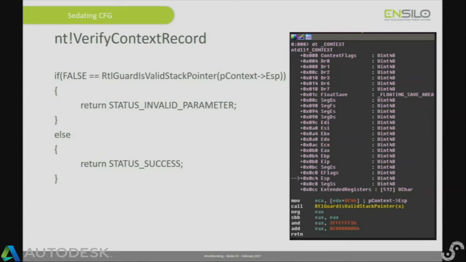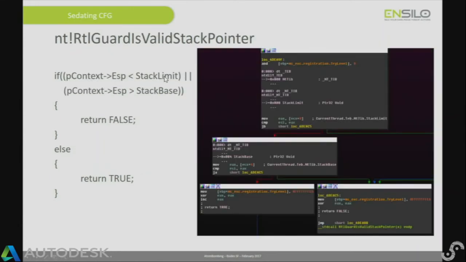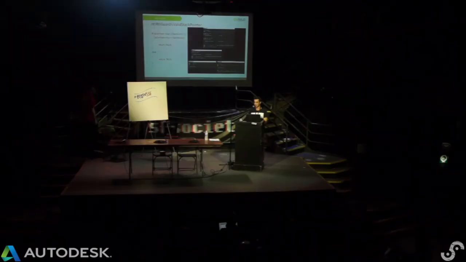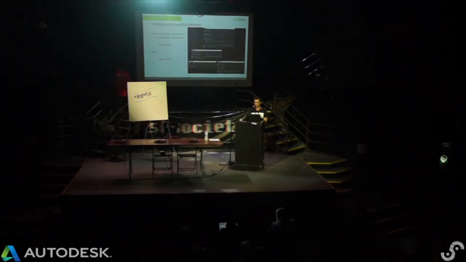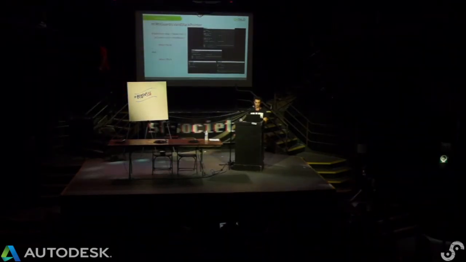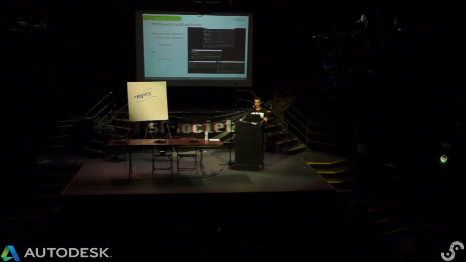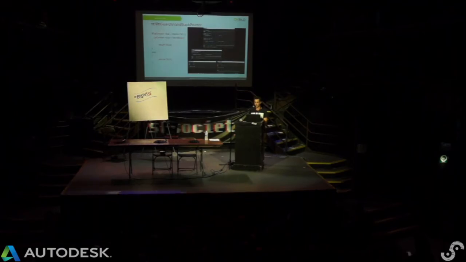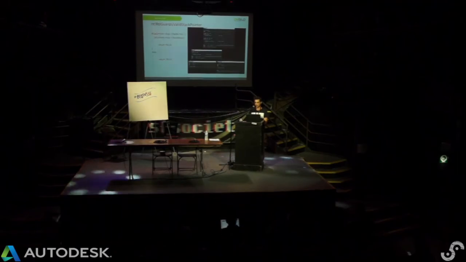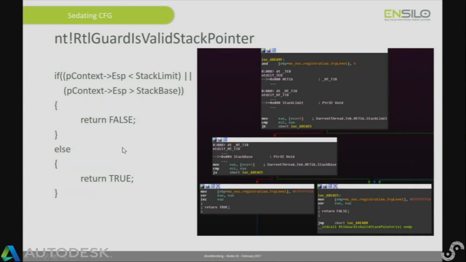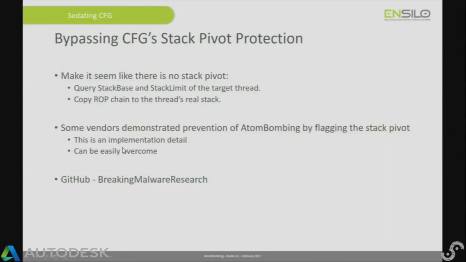So we take a look at RtlGuardIsValidStackPointer. We can see that it loads the TEB from the ETHREAD, then from the TEB it loads the TIB, and from the TIB it references the stack limit and stack base of the thread. Then it checks whether the new value for ESP is between the stack limit and stack base. If it's below the stack limit or above the stack base, it returns false. Otherwise, it returns true. So what we'd like to do here is make it seem like there is no stack pivot.